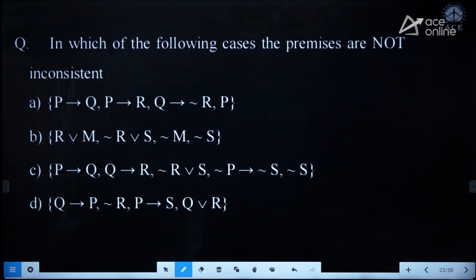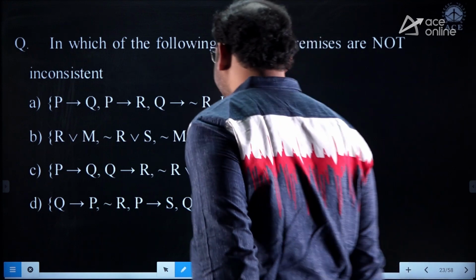In the question they are asking not inconsistent, which means consistent. I tried option A and I got that it is inconsistent. So A is not our required answer. So you respond with B, C, D. What happens to option B?